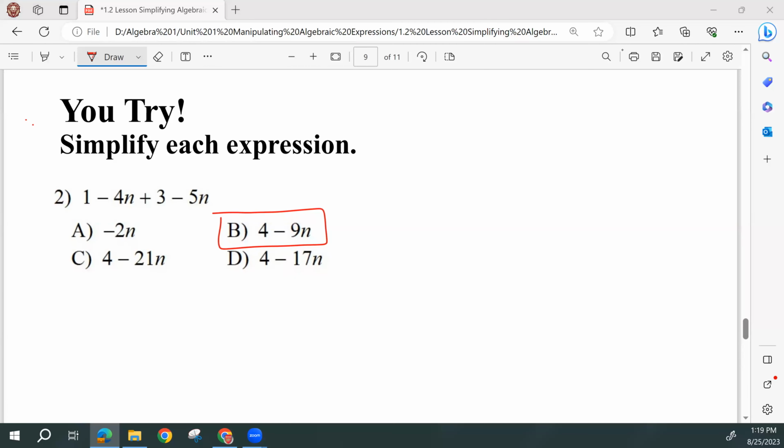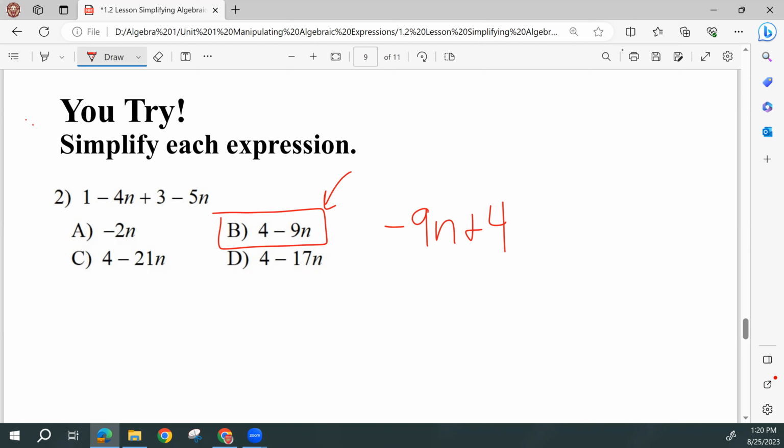So hopefully you got B. If you didn't get B, that's okay. Please do ask me for help so we can fix any mistake. If you did this by hand, you might have written it as -9n plus 4. And that's okay. Those are the same things. They look different, but they have the same terms, a -9n and a +4. But obviously the answer choice was in this format.